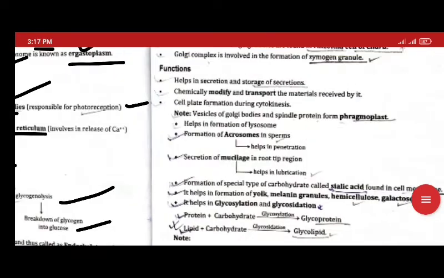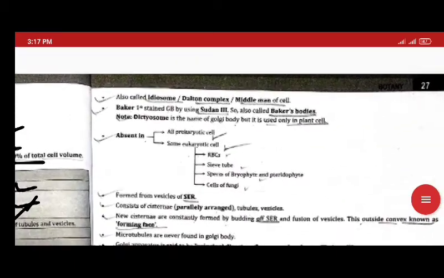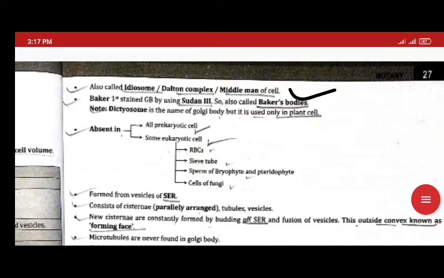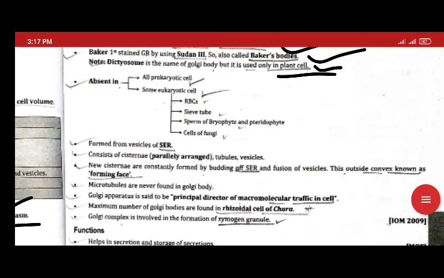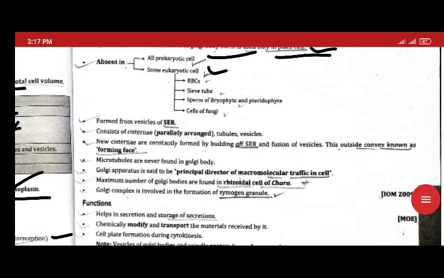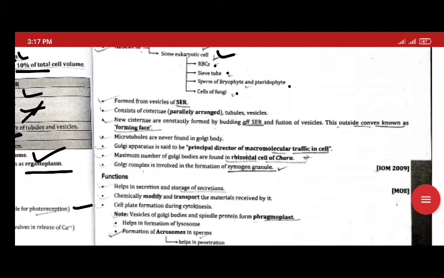Golgi complex, or lipochondria, was discovered by Camillo Golgi, found in the nerve cells of the cat and owl. It is also called lipid bodies or osmiophilic platelets, stained by Baker's method, and is called dictyosomes in plant cells only. It is absent in prokaryotes and some eukaryotes like RBC, sieve tube, bryophytes, pteridophytes and fungi.